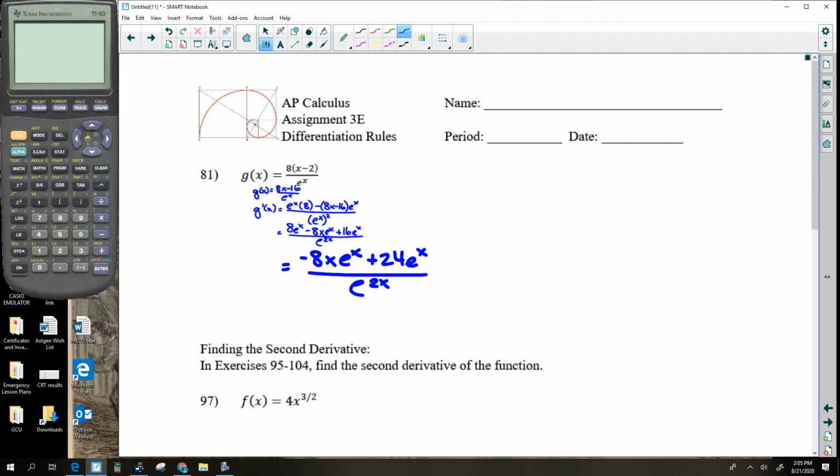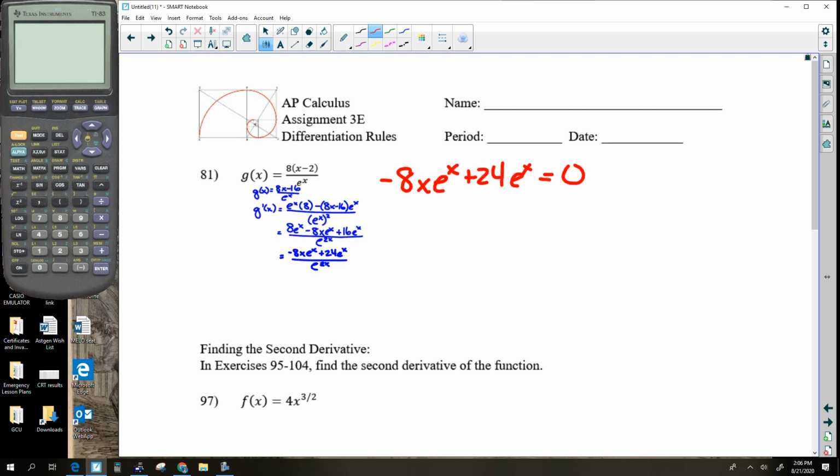All right, so that is my gross derivative. Now I need to know where that derivative is equal to 0. That will be the x values of my horizontal tangent. So I need to know where 8x e to the x plus 24 e to the x is equal to 0. We don't make it easy on the guy. I'll take out a negative 8 e to the x. That leaves x minus 3.